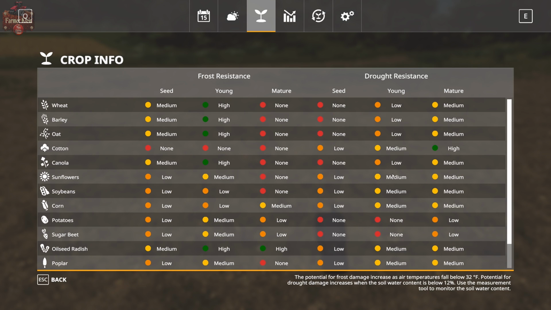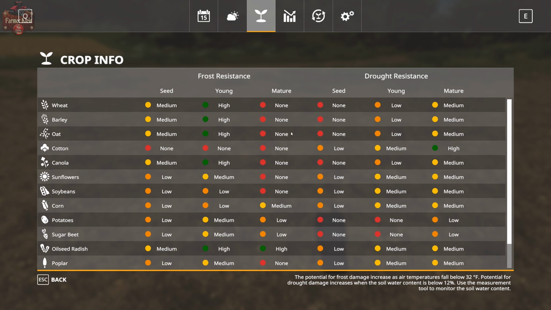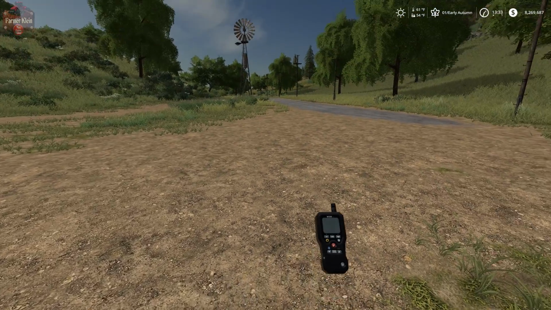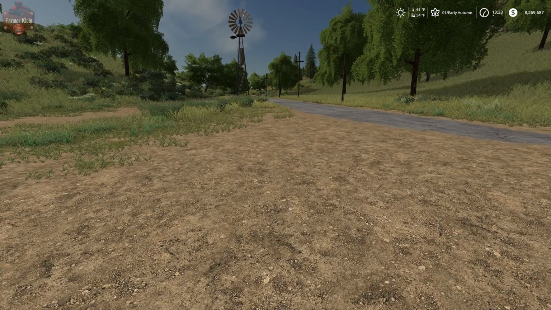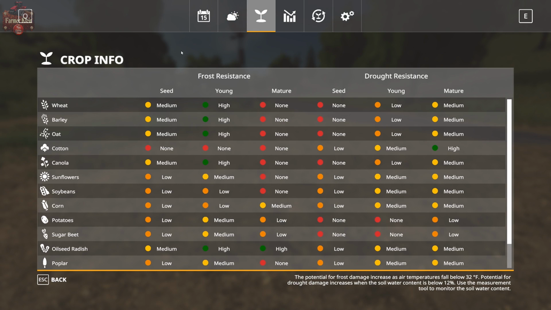And we can see over here, once these plants mature, some of these plants have a medium resistance and some actually have a high resistance to drought, like cotton. Here we take a look at frost. Now that we are moving into the cooler temperatures, we have the risk of frost occurring at any point in time.